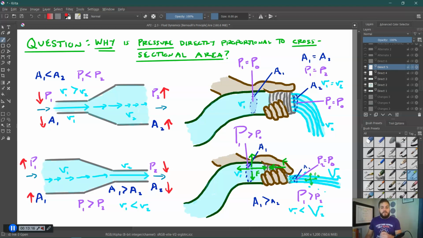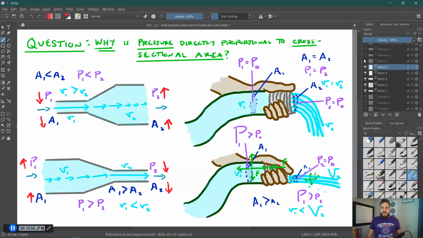Down here, what happened is we have a higher pressure, a bigger area, and a slower moving fluid. Then when we put our thumb over it, the water that comes out has a smaller area of pipe, a much lower pressure, and actually moves faster. The reason the fluid is speeding up is because we have greater pressure behind it, pushing it forward.